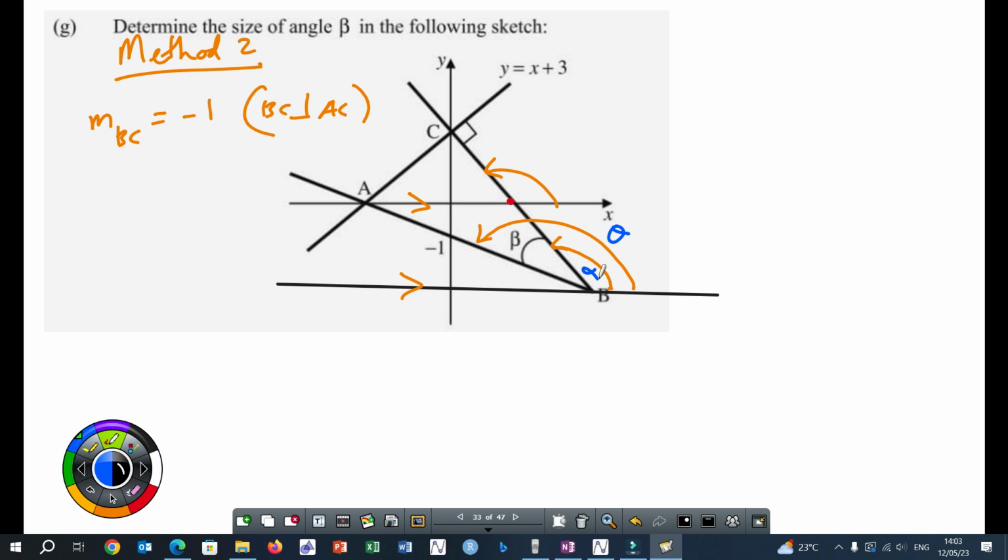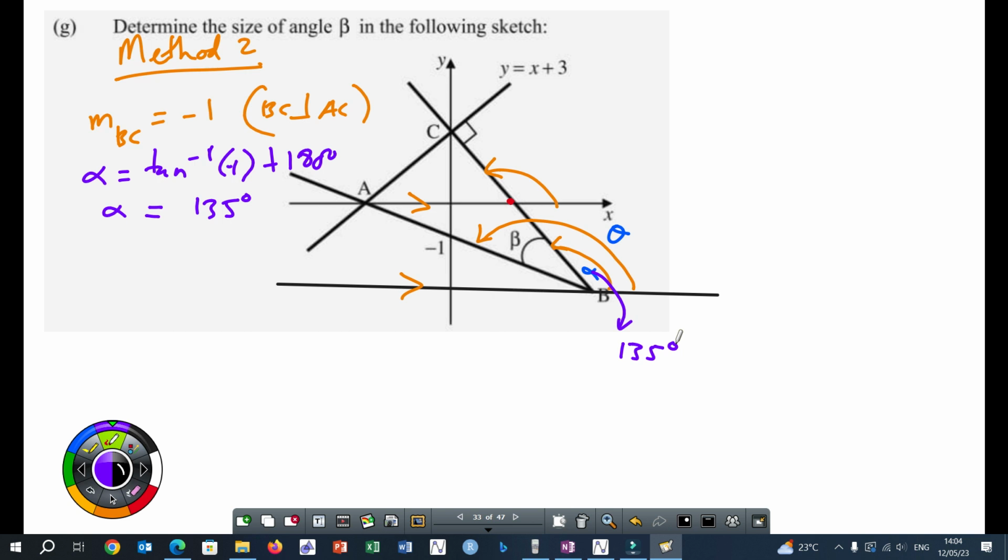So to get alpha, I'm going to use the gradient of BC. So alpha is going to be shift tan of minus 1 plus 180. Fortunately, we got this as 135. So we know that alpha is going to be 135 degrees.